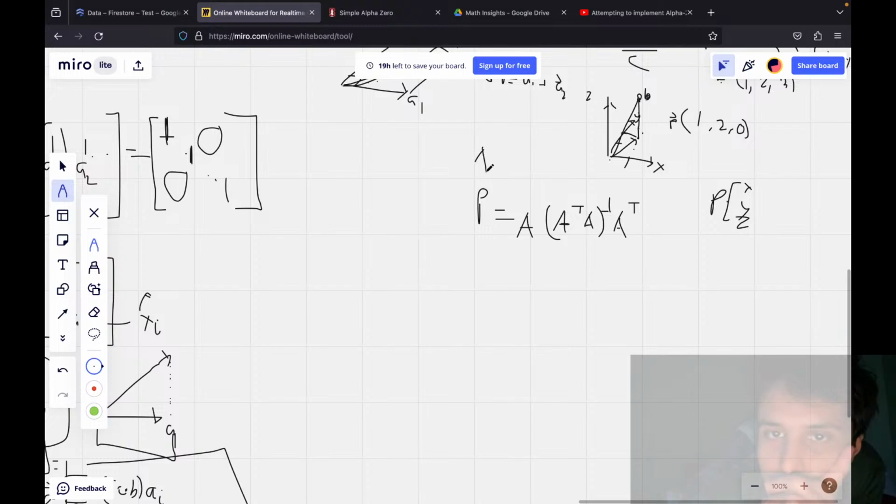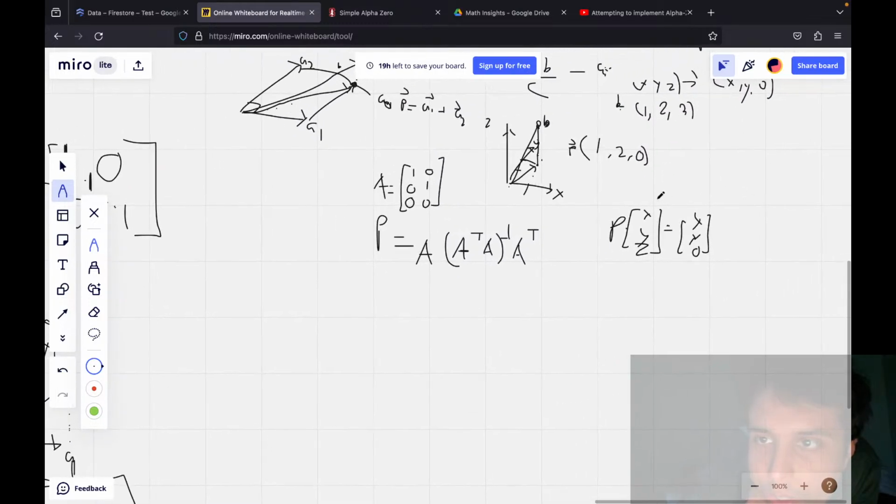It's not 2 by 2. A is going to be equal to, it's a 3D case. We're going to have 1, 0, 0, and that's our i hat, and our j hat in the 3D case is 0, 1, 0. So this is our A. Right? So let's actually work this out. We want to show that P of xyz equals just xy0.